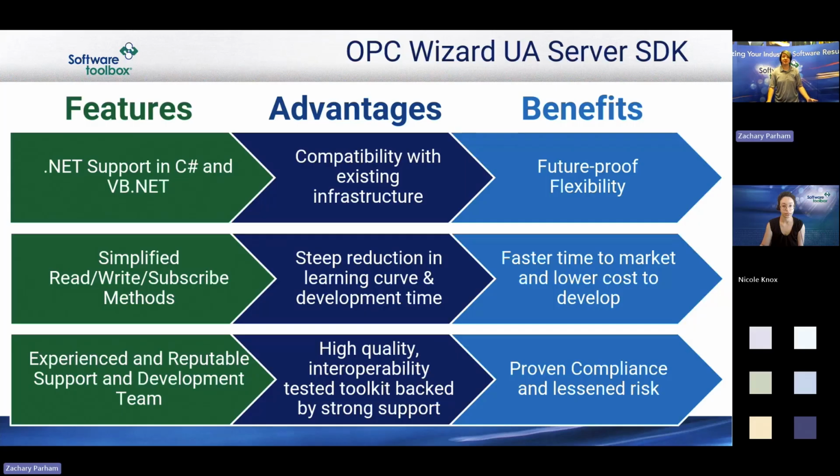And instead, you can build your application quickly using intuitive APIs, providing you with a fast and lower cost to develop. Less engineering time, reduced development errors, lower support overhead, and royalty-free distribution allow you to get your OPC UA server features up and running quickly. And again, the experienced and reputable support and development teams means you can be assured that you're using a high-quality, professionally developed, and interoperability tested toolkit, backed by strong support for proven compliance and lessened risk.